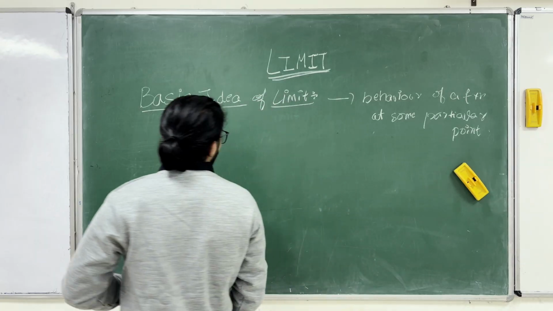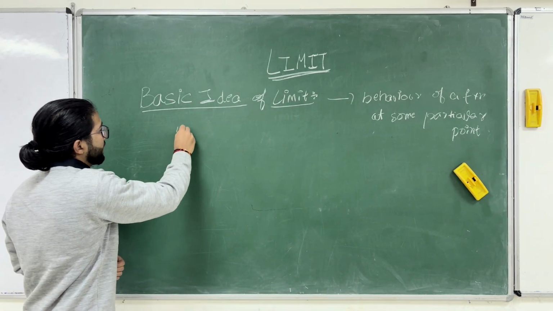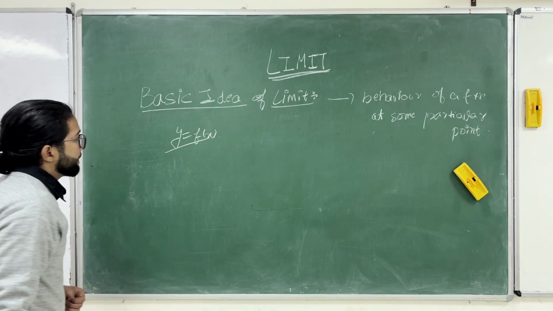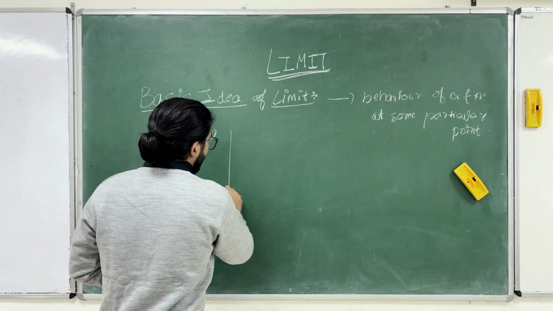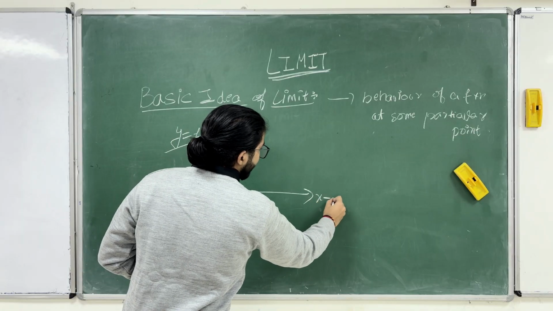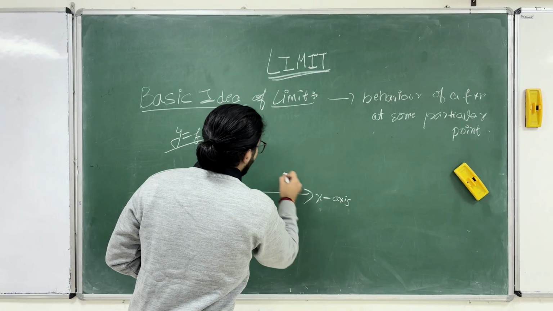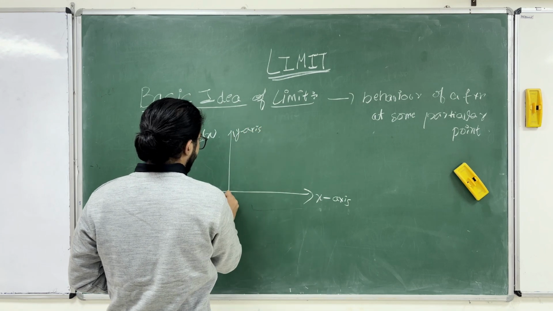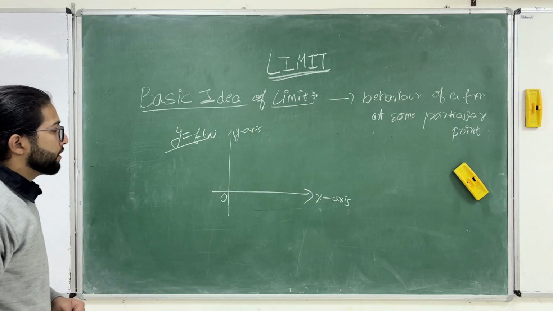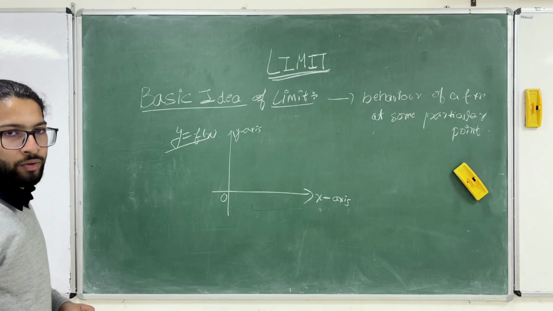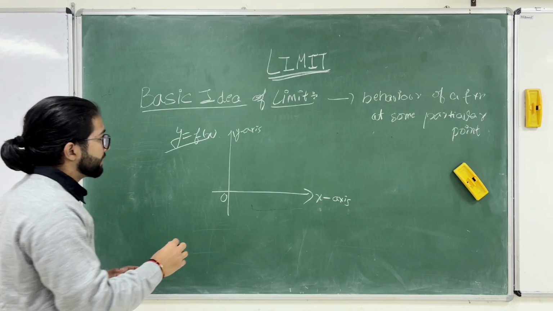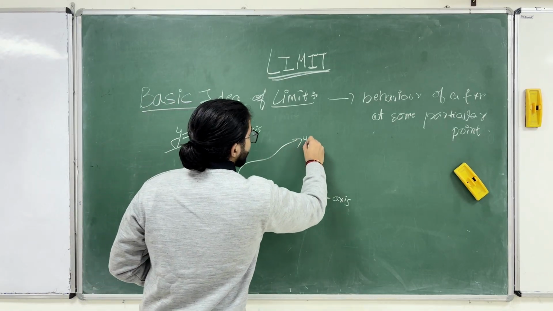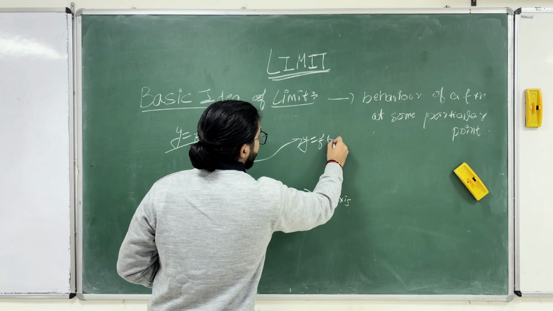Suppose we have any function, let us say y is equal to f(x). Let's draw it. We have this one as the x-axis and this one as the y-axis, and that's the origin here. Now let's draw any random graph. I am not taking any particular function, just a random graph. Suppose it's like that, and we can say this is y is equal to f(x).